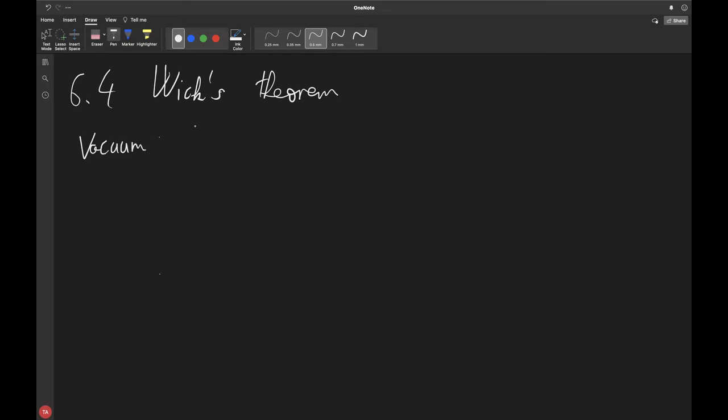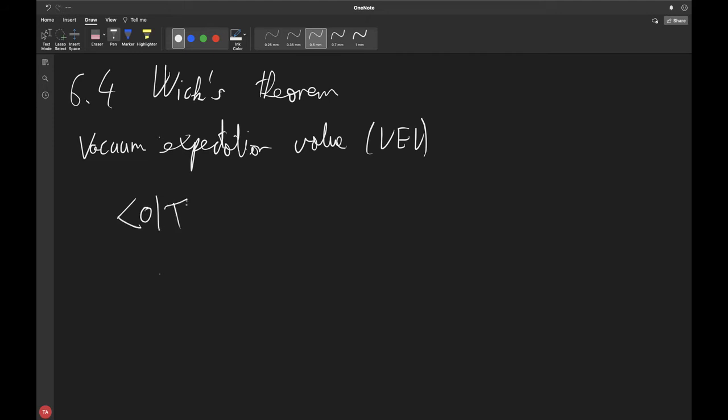Vacuum expectation value, VEV for short. So an example is that I have to sandwich the T, the time ordering of some operators A, B, C up to Z, with the vacuum state. So all these are operators. So we want to figure out what is the value of this thing.